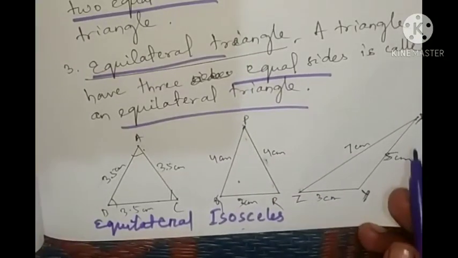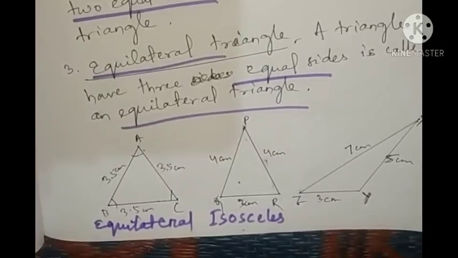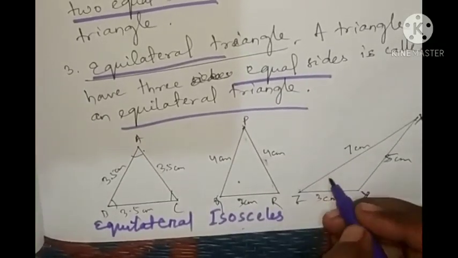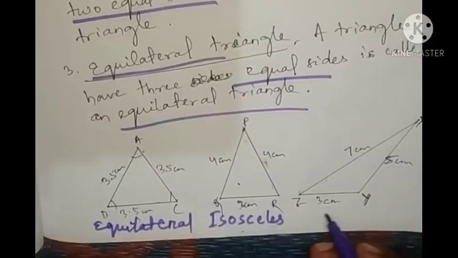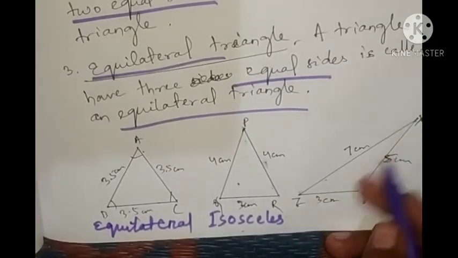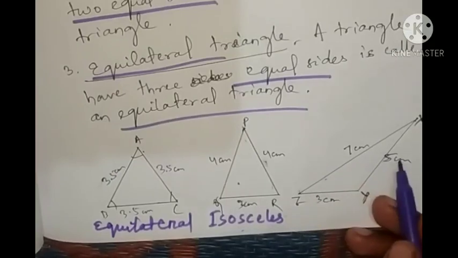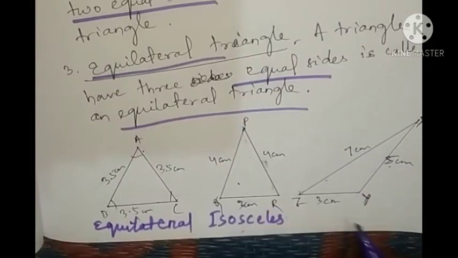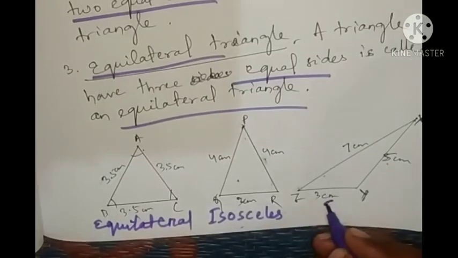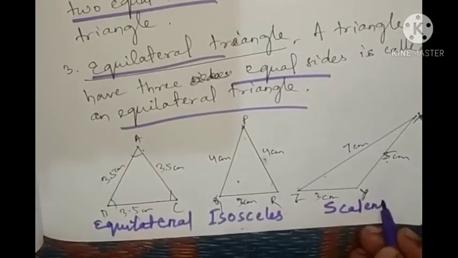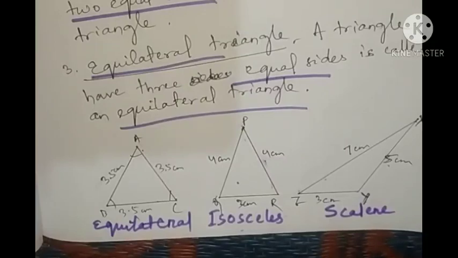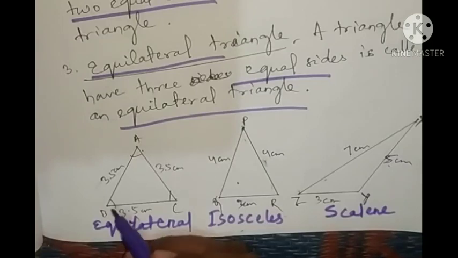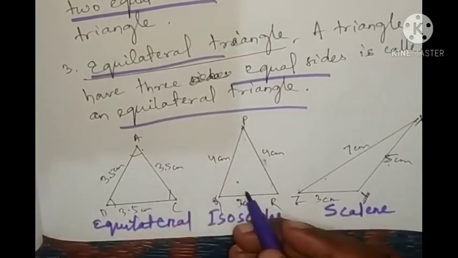Next you see XYZ. In this triangle, XY is 5 centimeter, YZ is 3 centimeter and XZ is 7 centimeter. So all the sides are unequal, means they are different. So a triangle having all three unequal sides is a scalene triangle.